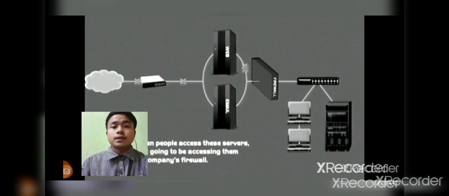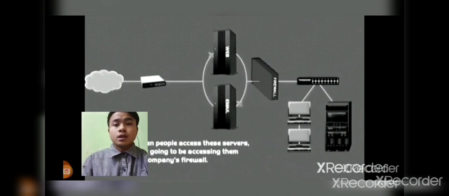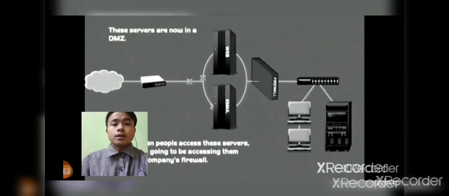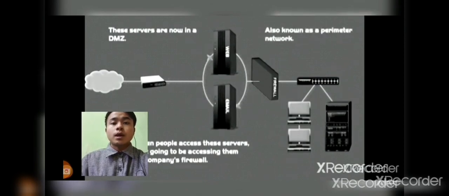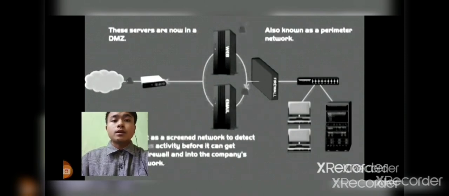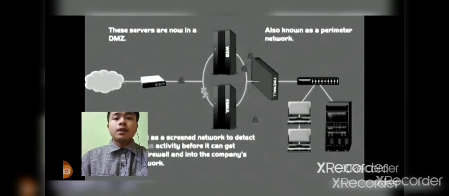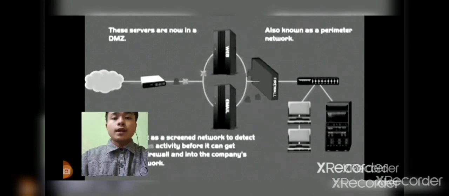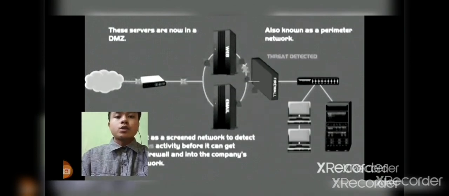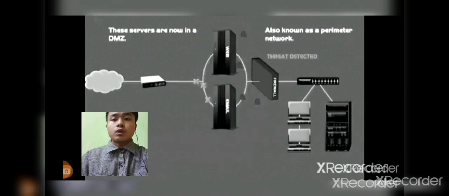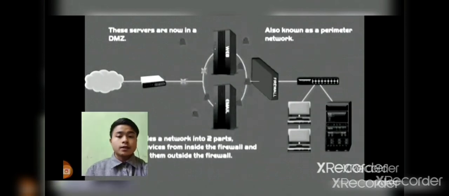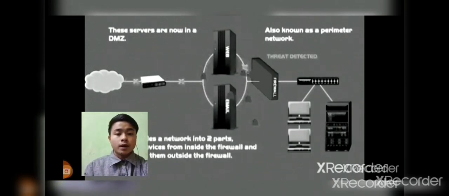So this is exactly what the DMZ is. These servers are now in a DMZ, which is also known as a perimeter network. And this perimeter network can also act as a security network, detecting any malicious activities before they get behind the firewall and into the company's internal network. So DMZ divides a network into two parts by taking devices from inside the firewall and putting them outside the firewall.